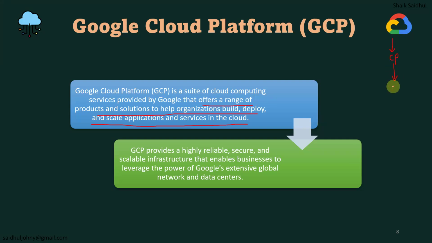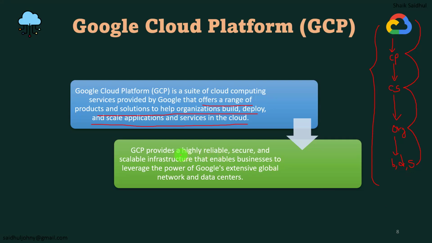It provides you cloud computing services, a range of products and services. These services are very useful for organizations to build applications, deploy applications, and scale applications and services in the cloud. So this is the definition: Google Cloud Platform is a leading cloud provider which provides a range of products and services for organizations to build, deploy, and scale applications and services in the cloud.